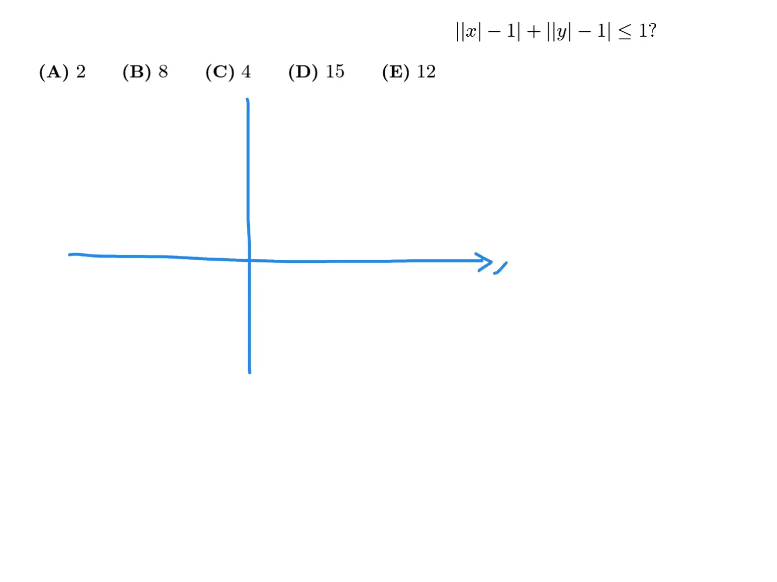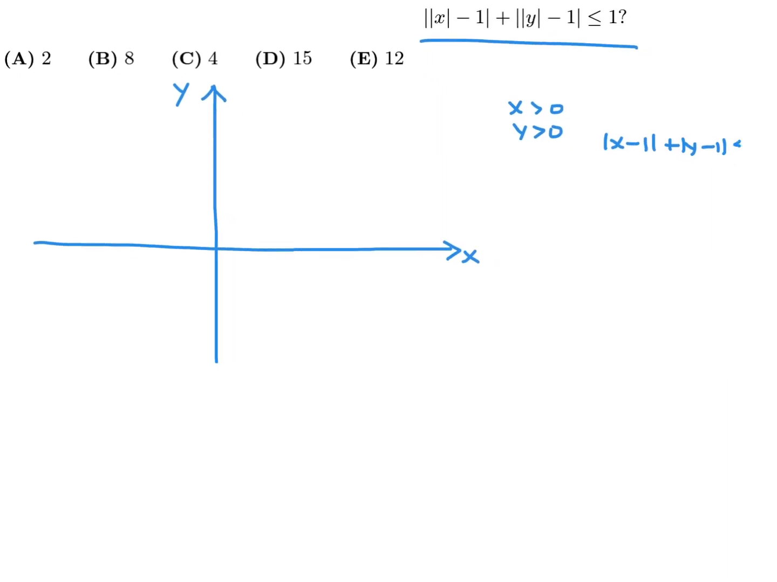But let's first concentrate just on the first quadrant. The first quadrant is a scenario where x is greater than 0 and y is greater than 0. If that is applied to that, it reduces to the absolute value of x minus 1 plus the absolute value of y minus 1, and it'll be less than or equal to 1. That doesn't change.